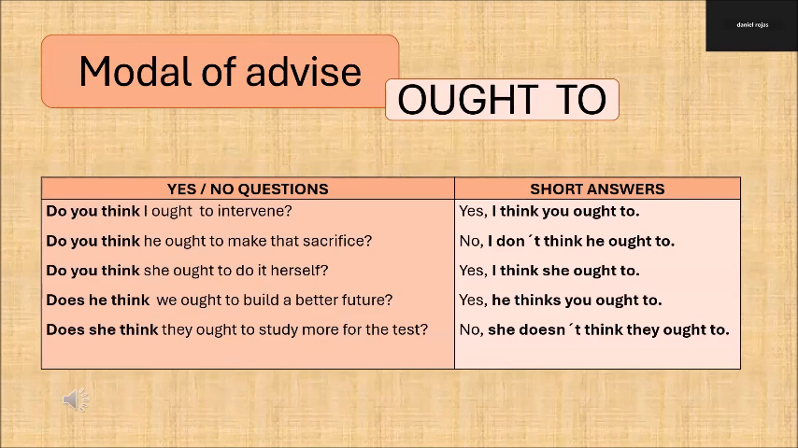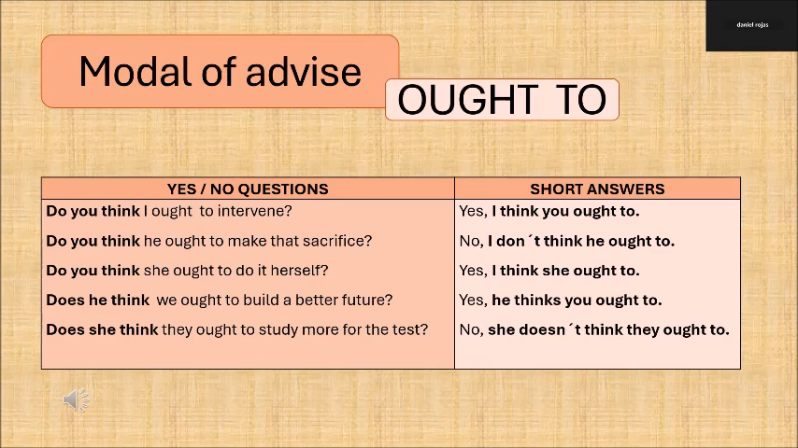Questions beginning with ought to are rare. It is not common in question form. It is more usual to begin with do you think? For example, do you think I ought to intervene? Yes, I think you ought to.